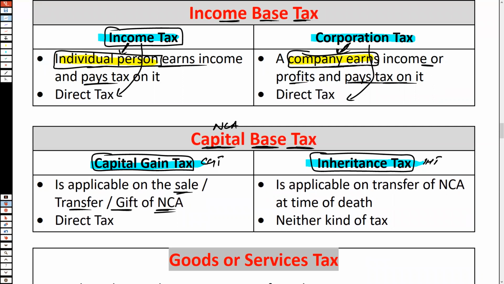If a person is selling any asset, transferring any asset, gifting any asset, or exchanging any non-current asset, then capital gains tax is applicable, and it's also a kind of direct tax, because on disposing the asset, if there are gains, on such gains capital gain tax is applicable. So that is the reason CGT is a direct tax.